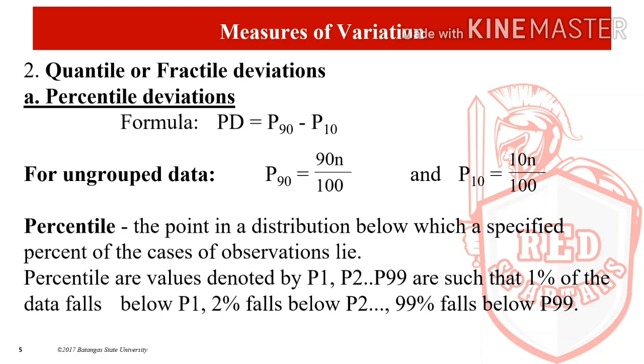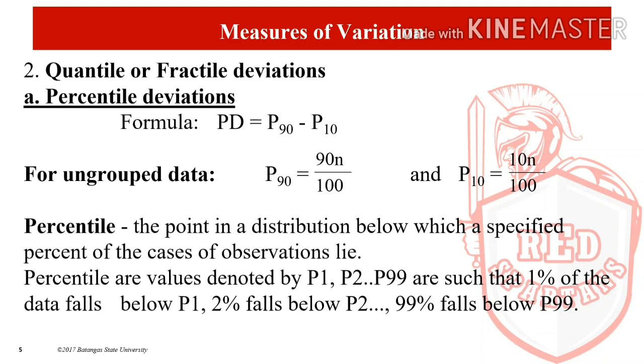So, i-arrange din natin yung data natin from lowest to highest. Ano ba yung unang value natin? Kung 1 to 10, ang P sub 10 natin is equal to 1. And for P sub 90, alin ba yung 9th value from 1 to 10? Yung 9. So, meaning, ang P sub 90 natin ay 9. So, 9 minus 1, ibig sabihin, ang percentile deviation is equal to 8. So, ganun lang yung pagkuha ng PD.